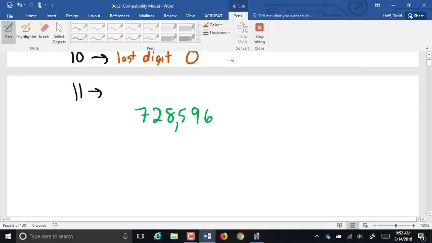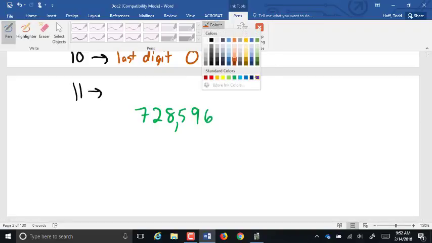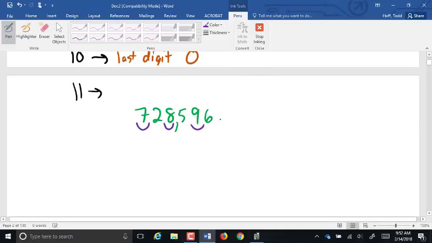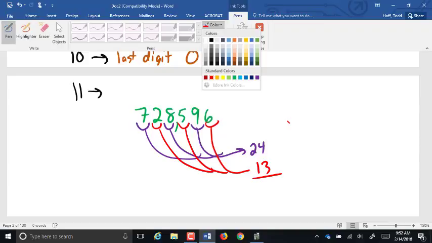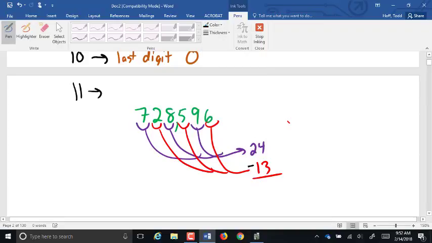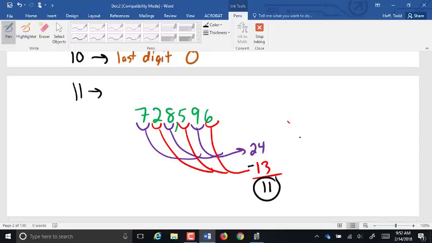728,596. What you do is you start with the first digit and you go every other digit. So I've got 7, 8, and 9. If I add those up, I get 24. Then I take the remaining digits, 2, 5, and 6. If I add those up, I get 13. If I subtract the smaller one from the larger one of those two totals, if I get either 0 or a number that's divisible by 11, then the whole number is divisible by 11. So this whole thing is divisible by 11.